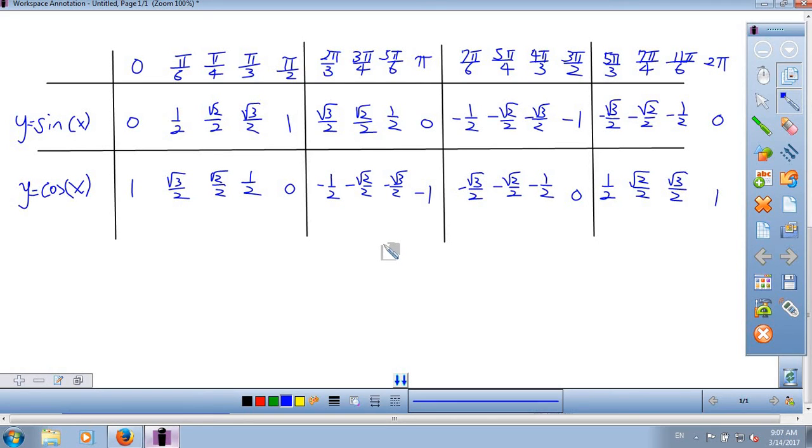Next lesson, we will continue to talk about their graphs, and then we will also mention the graphs of other functions as well, starting from tangent, secant, cosecant, and cotangent.